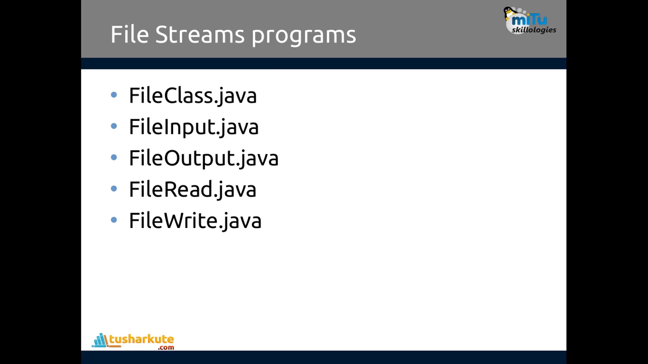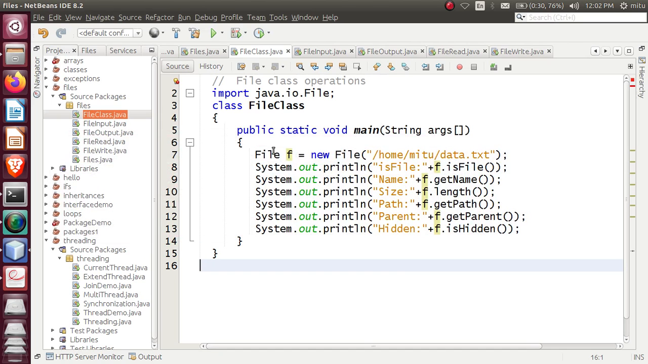Now I'll be showing 5 different programs to perform file input and output operations. Let's see first of all the File class. The File class is a specialized class from the IO package used to perform operations on a file. From java.io I have imported this File class, which is used to abstract the properties of a file, like finding the length of the file, whether the file is hidden or read only, getting its path, how many characters are present. All these things I can extract with the help of a File object.